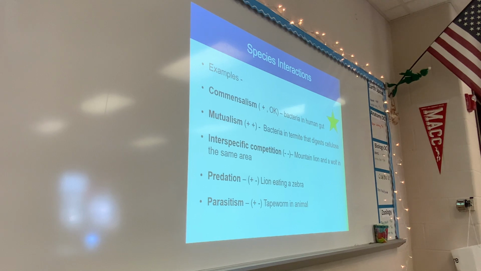So here's another way to look at it, and here are some examples, because you will need to know examples. This is also in Google Classroom. Commensalism is one of them is getting a benefit, one of them doesn't care. For us, the human gut and bacteria. Although in this one, I don't think that's the best example because I think that's more mutualism. The bacteria is getting food and protection, and we are getting the benefit of having our food broken down. A good example of commensalism would be barnacles on a whale.